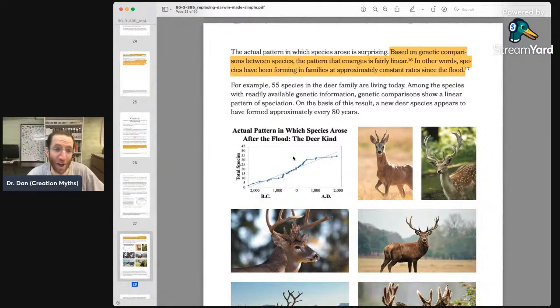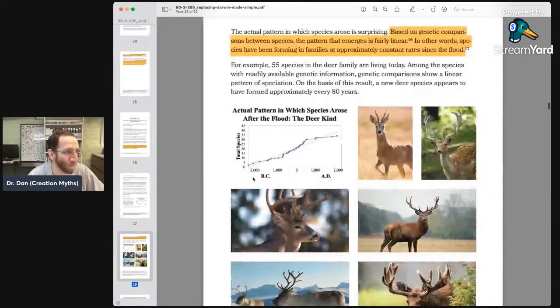There's some he shows that are not linear at all. In the original Replacing Darwin, he shows a bunch of these graphs, and there's a lot that are super duper not linear, and it's really funny.